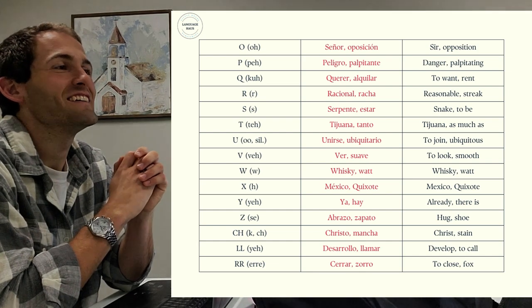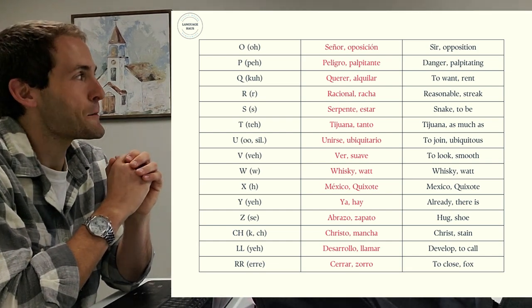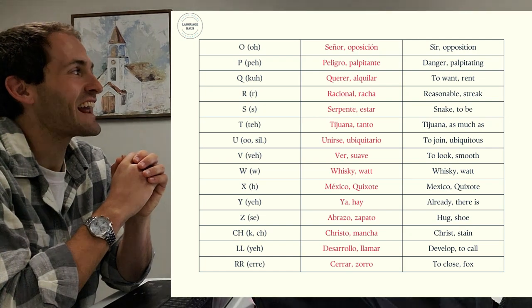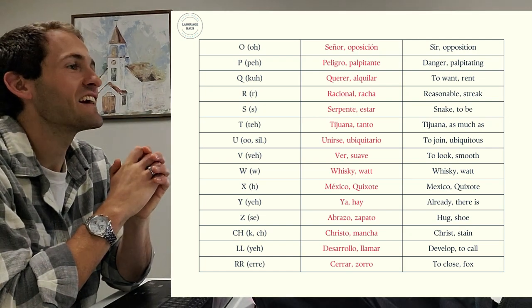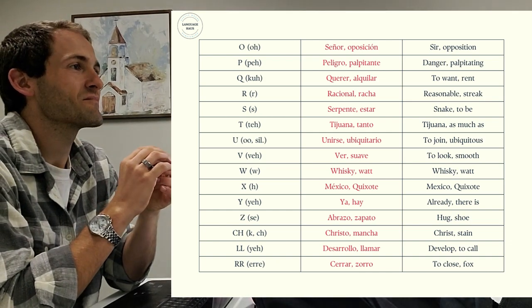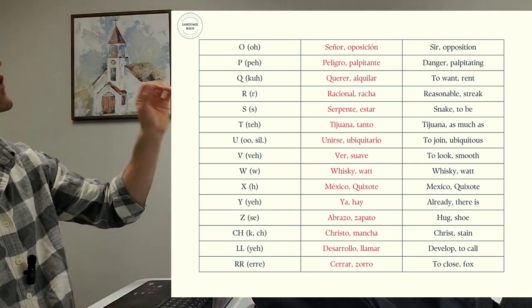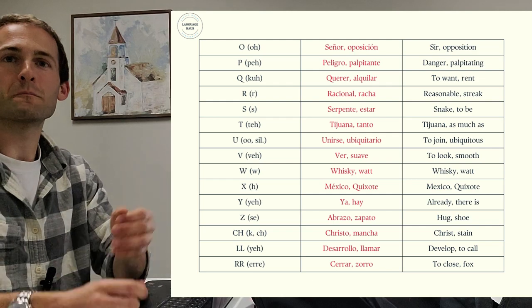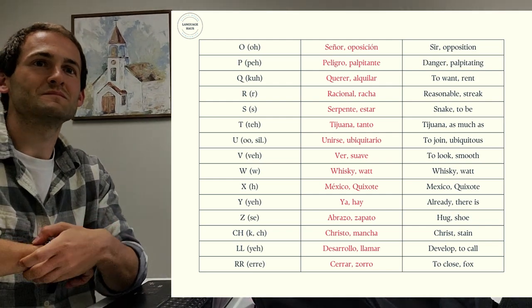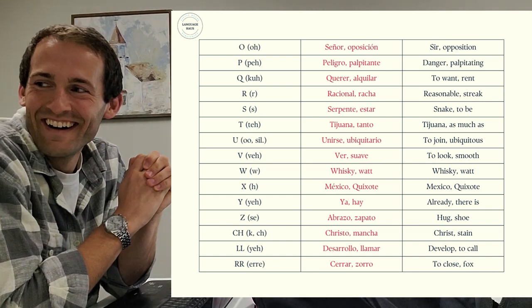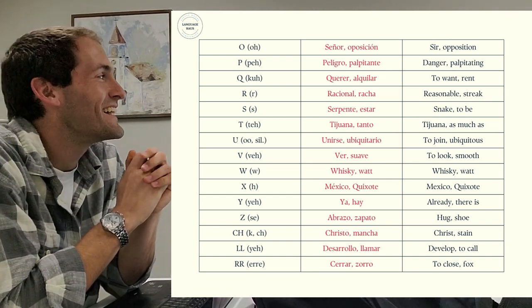Palpitante. Palpitante. Guero. Querer. Querer. So you kind of flip your R. So single R's, you can honestly get away with pronouncing them kind of like these. See, you're getting it, bud.